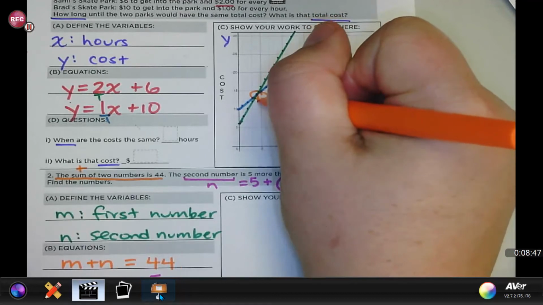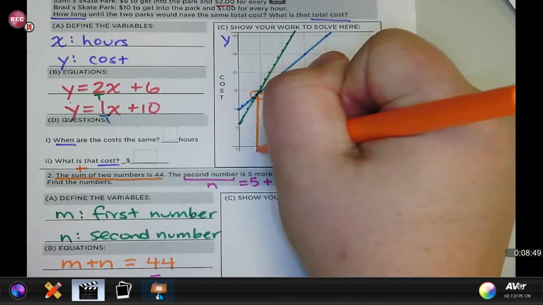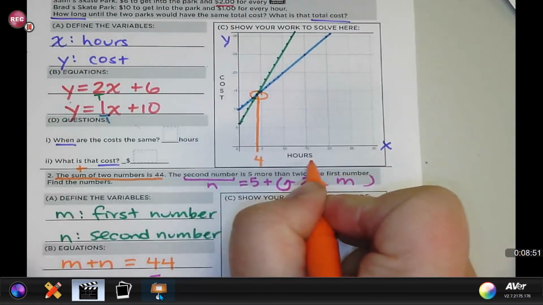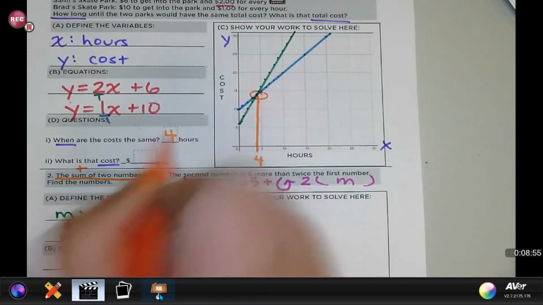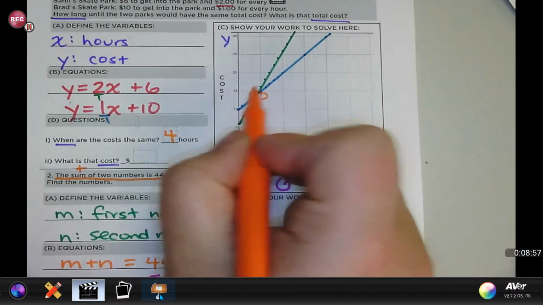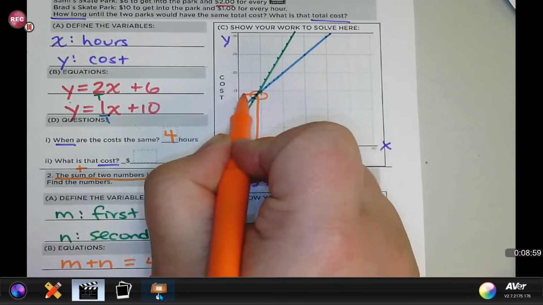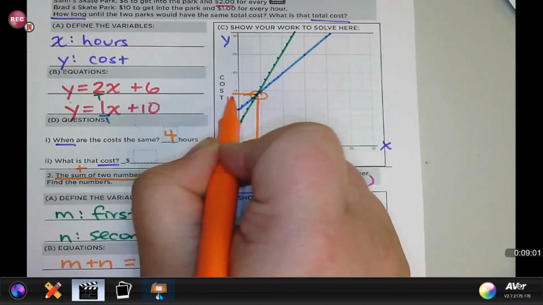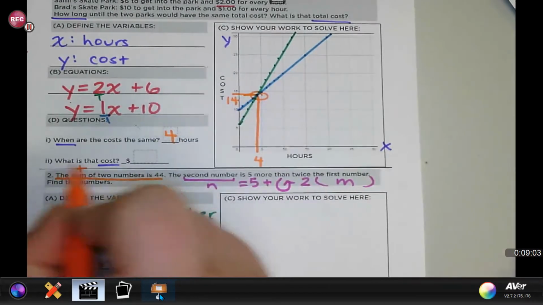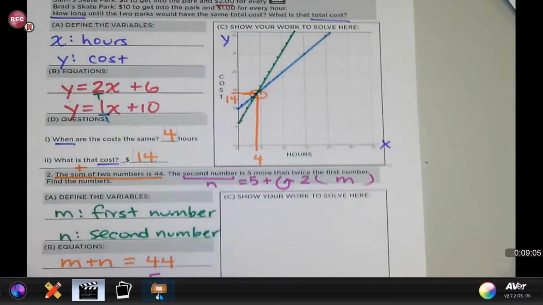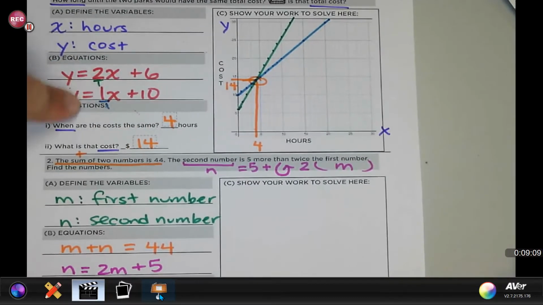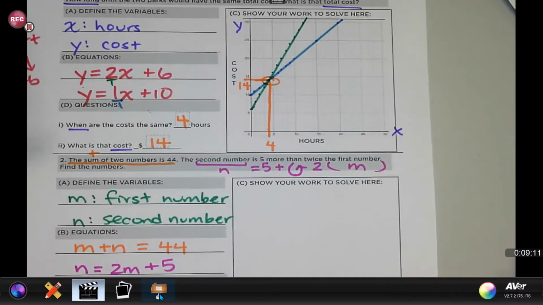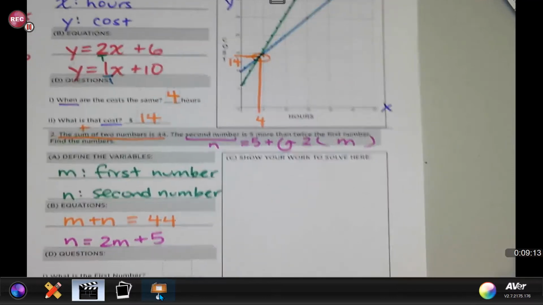And if you go down from there, this is a 4 hours. So it says, when are the costs the same? 4 hours in. And then if you go this way, this is a 14 cost. So what is the total cost? $14. So at exactly 4 hours of skating, either option would have been $14. That's what that means. Okay.